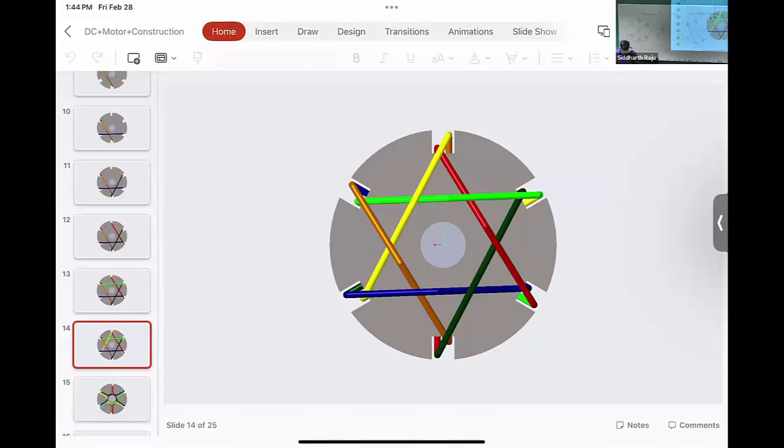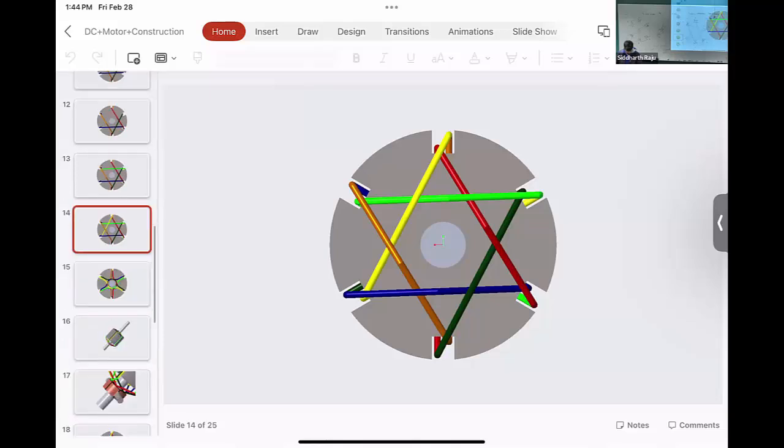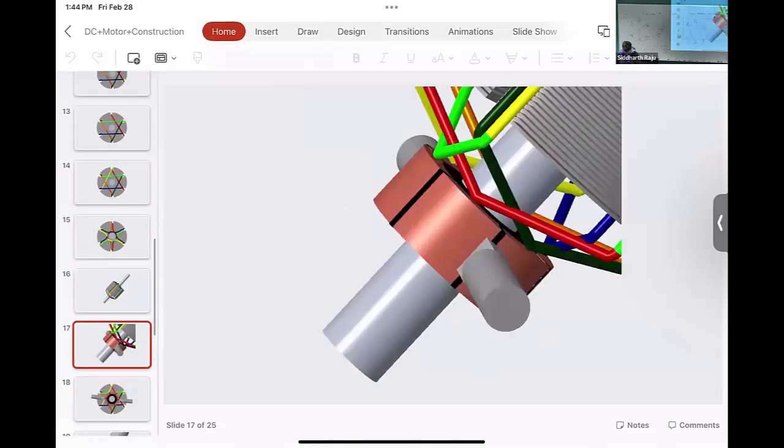And then we are going to put the commutator segments wherever these bends are, and then have the brushes placed in them. So wherever these bends are on the bottom side of the conductor, that is where we are going to put the commutator segments for each of those, and then we'll place the brush appropriately. So let me go back to this. Let's see how we place the commutator segments.